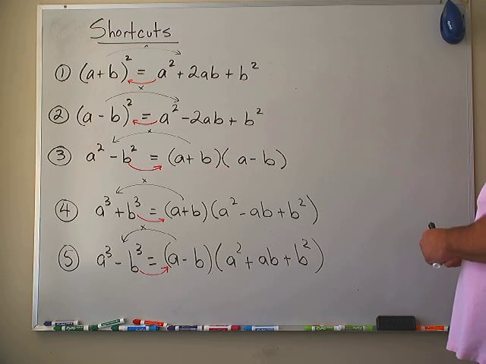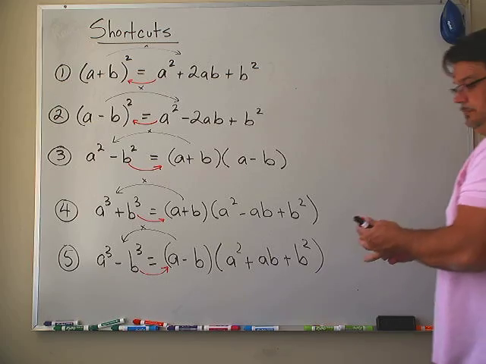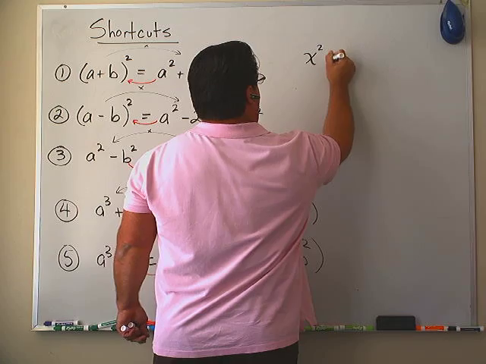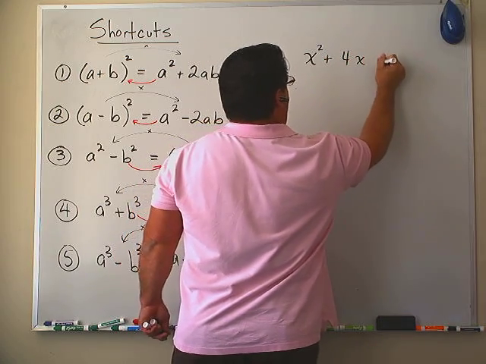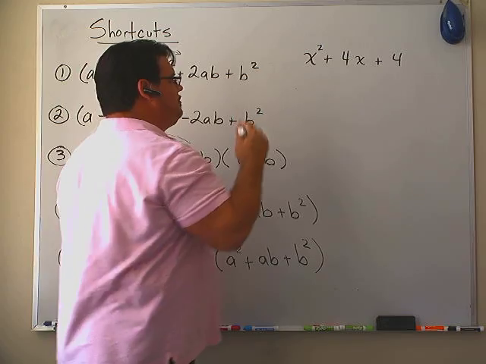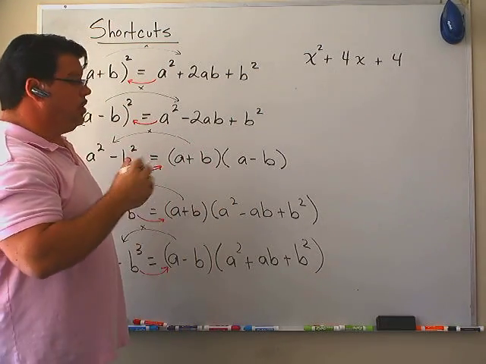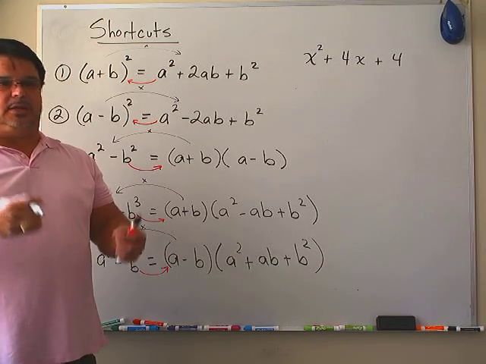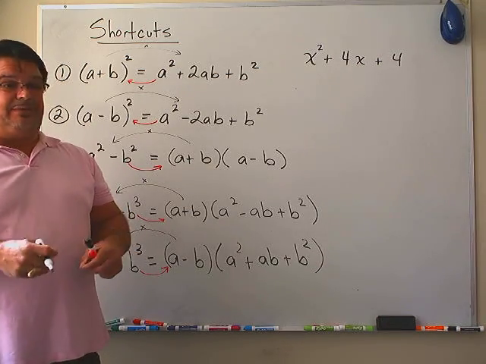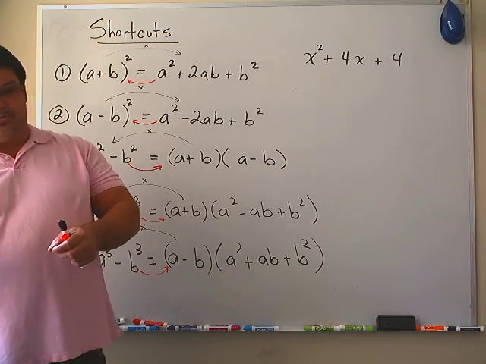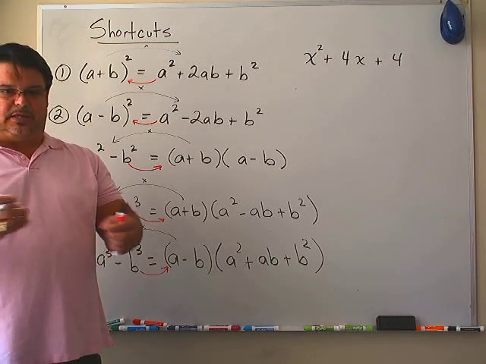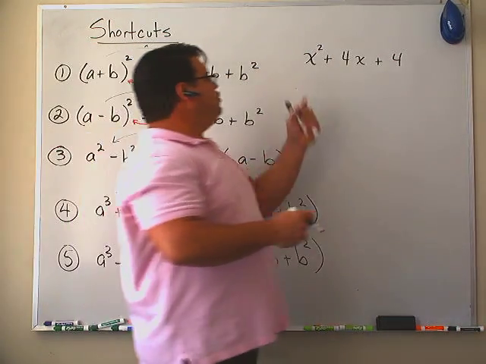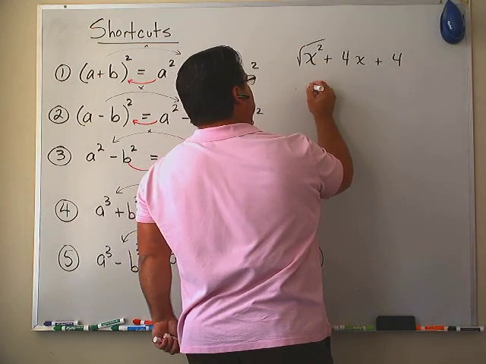I'm going to give you an example of one that you can factor using the shortcut. Here's one right here. X squared plus 4x plus 4. Now the way that you look for these type of trinomials is you have to have a perfect square at the beginning and a perfect square at the end. And then you take the square root of the first term, the square root of the second term, multiply them together, multiply by 2, and that's your middle term.